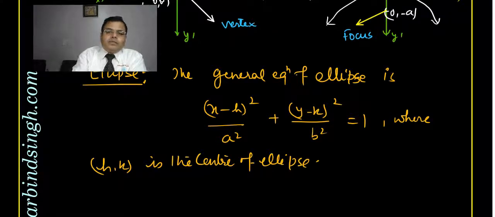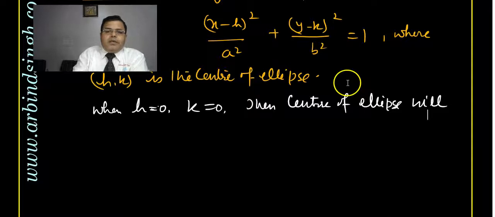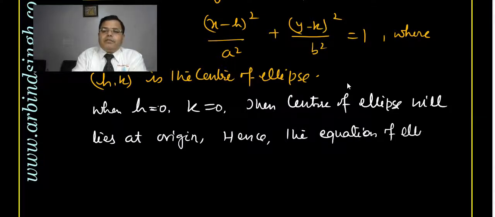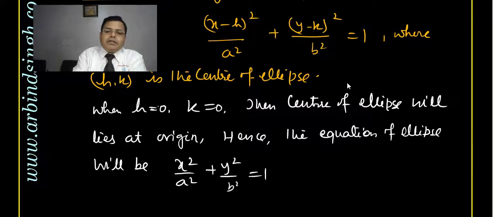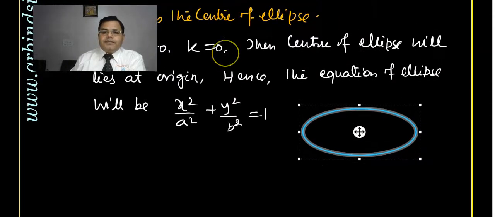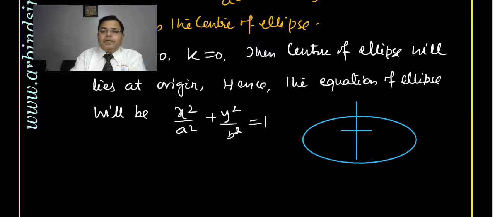But when h is equal to 0 and k is equal to 0, the center of the ellipse lies at the origin, and hence the equation of the ellipse in that case will be x square by a square plus y square by b square is equal to 1. And this is the equation of the ellipse. I hope you got it. Right? So this is the ellipse. Here are the coordinate axes of the ellipse.